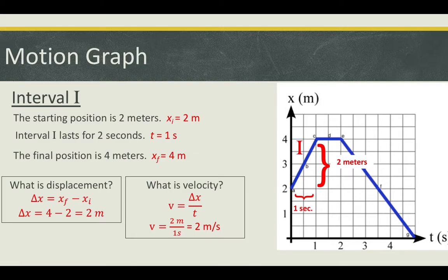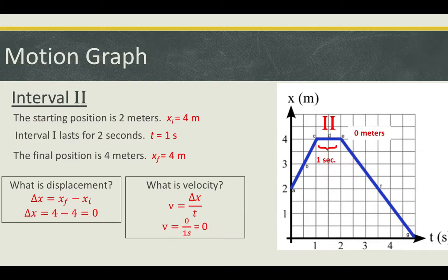We can then find velocity very easily off of this graph by dropping this displacement we just found, 2 meters, into the top of the equation, putting the time in the bottom, and just dividing 2 meters by 1 second, and we get 2 meters per second. So the velocity during this interval is 2 meters per second. Okay, let's do interval 2.